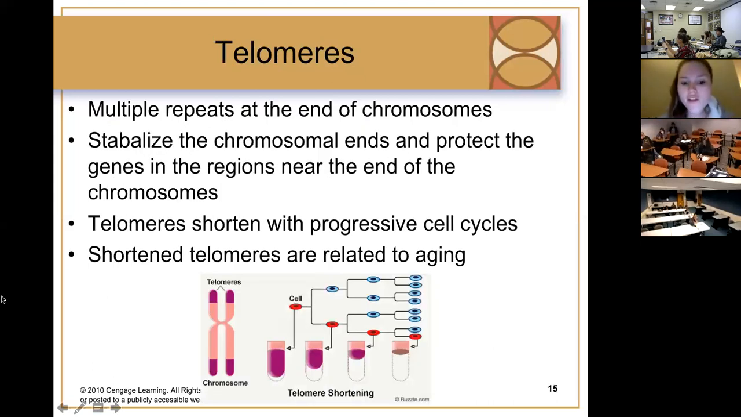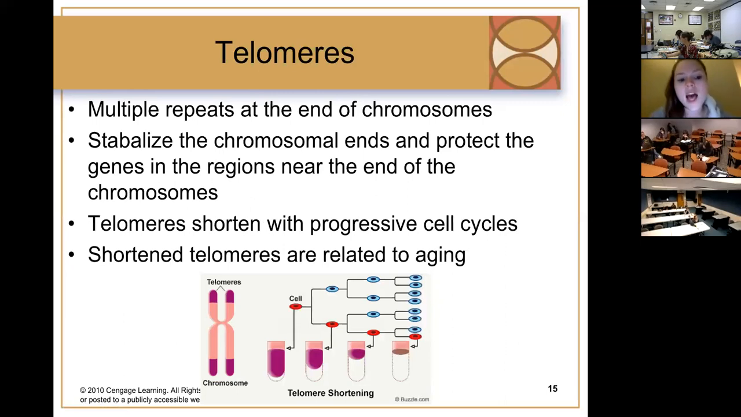So another part of the chromosomes is the telomere. The telomere is just multiple repeats at the end of a chromosome. At the end of the chromosome, you want to stabilize it. So the telomeres stabilize the chromosomal ends, and they also protect the genes in that region near the end of the chromosome. They're very important because they keep everything in place and stabilize the chromosome itself. You have genes down at the bottom close to the end, and you want to make sure that those are protected. So those telomeres are almost like caps on the end of the chromosomes, if you think about it that way.